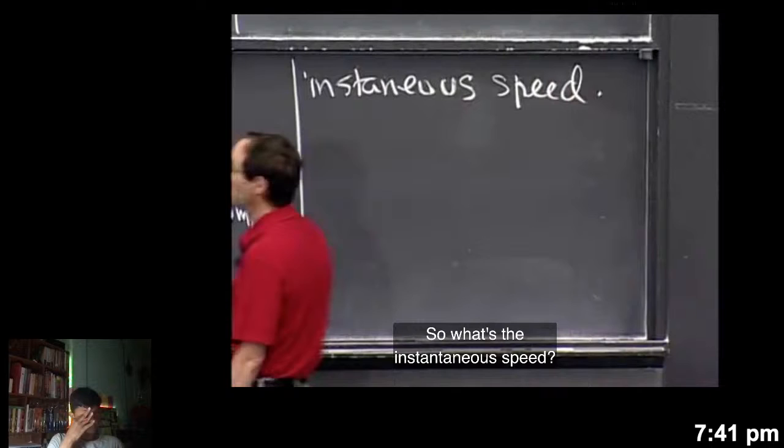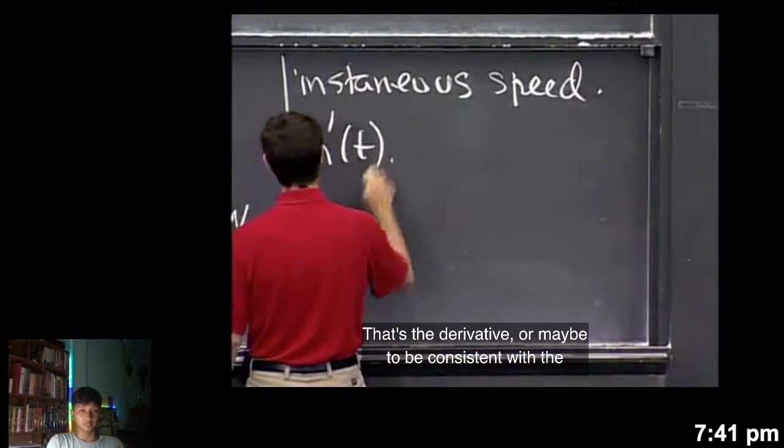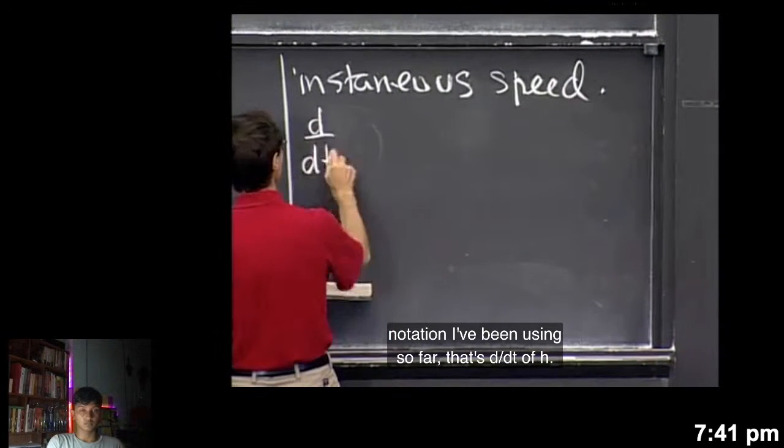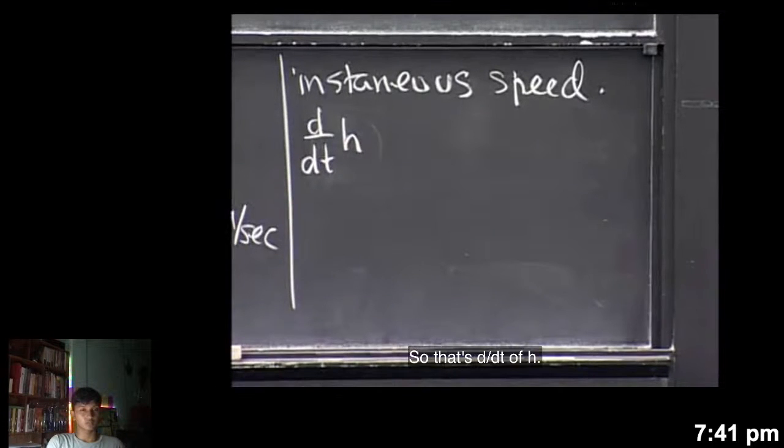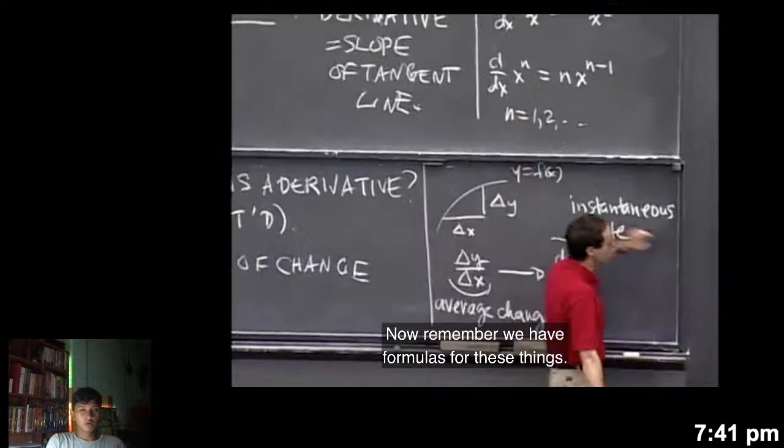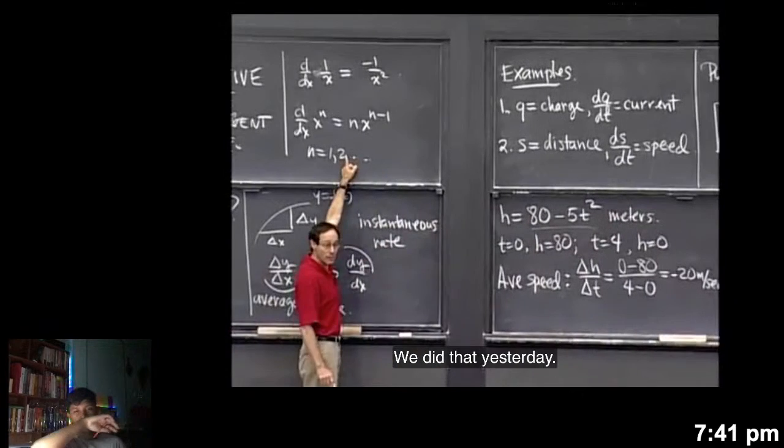So what's the instantaneous speed? That's the derivative. Or maybe, to be consistent with the notation I've been using so far, that's d by dt of h, right? Now remember, we have formulas for these things. We can differentiate this function now. We did that yesterday. So we're going to take the rate of change.